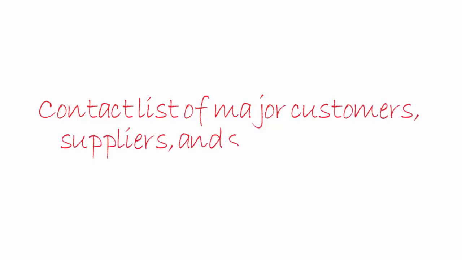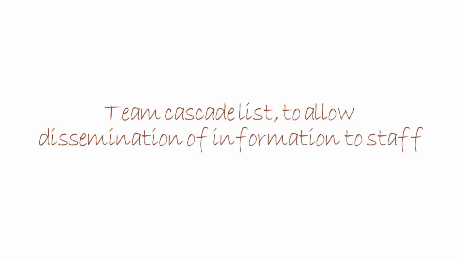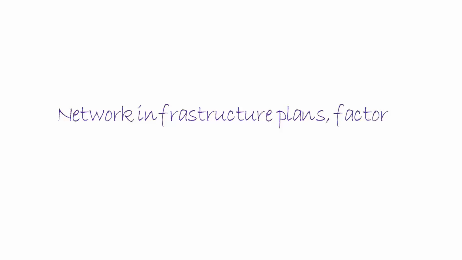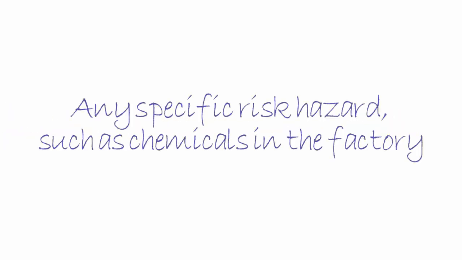A contact list of major customers, suppliers and subcontractors. A team cascade list to allow dissemination of information to staff. Network infrastructure plans, factory floor plans, any other technical information. Any specific risk hazards such as chemicals in the factory.